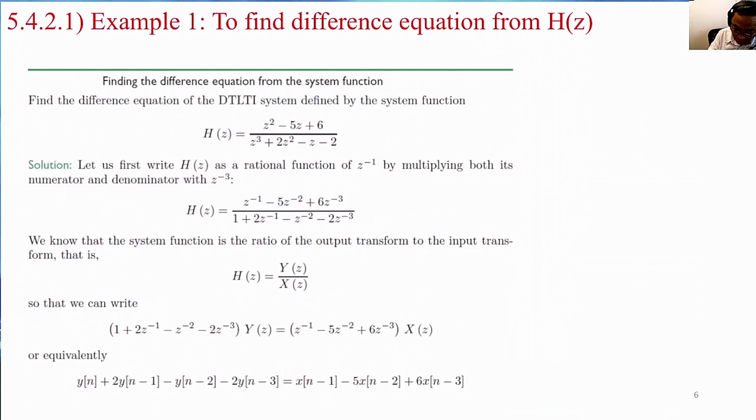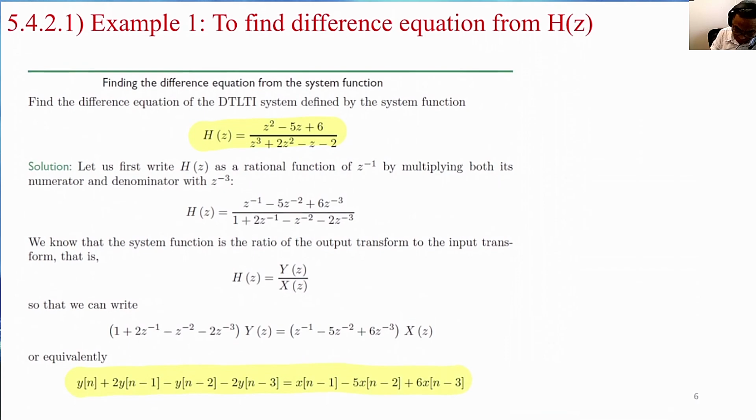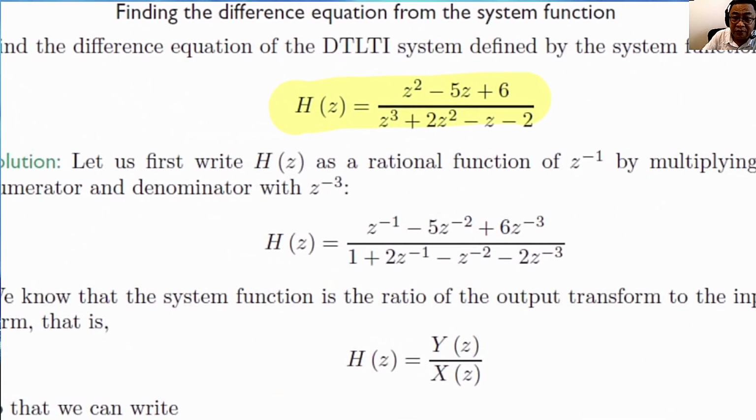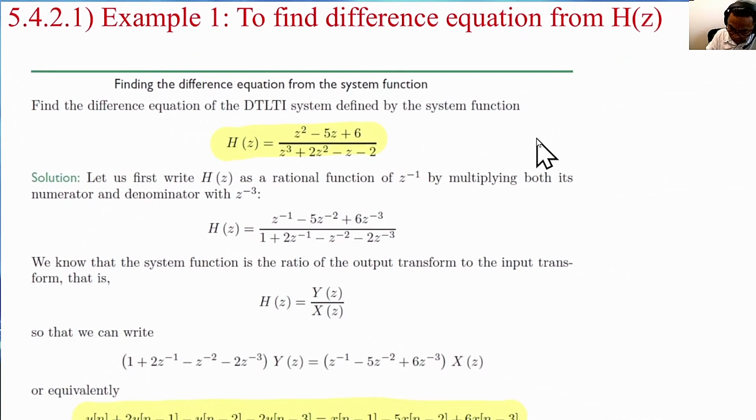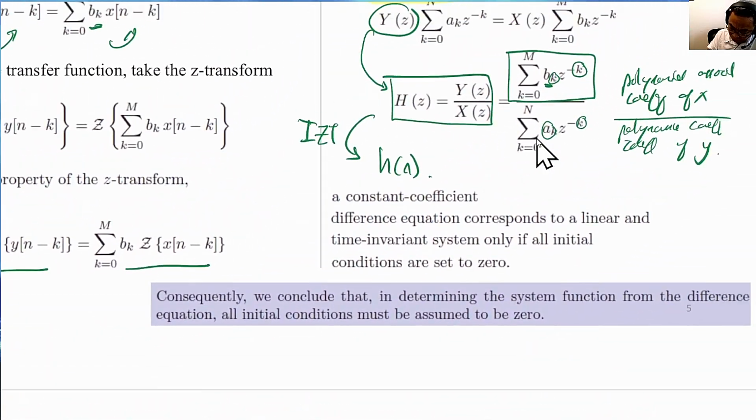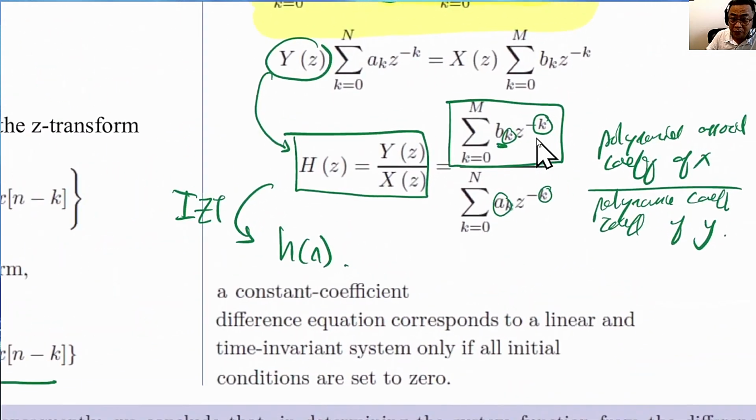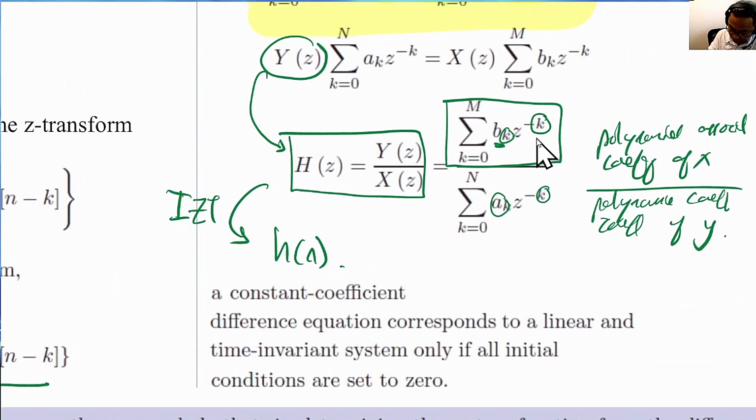In this example, we'll begin with H(z) and then find the difference equation. So let us see how. H(z) is given by positive powers of z, the numerator over the denominator. This is different from our previous examples, where the equations would typically result in negative powers of z.